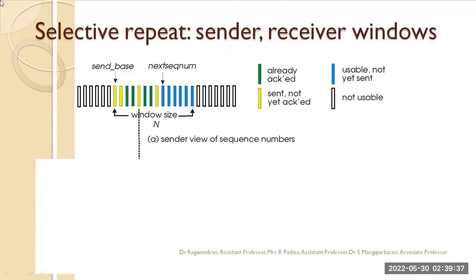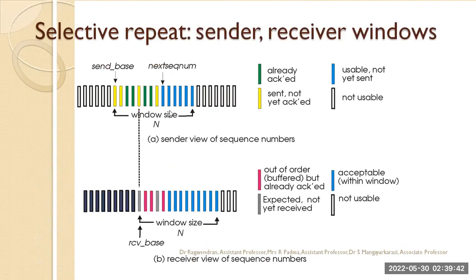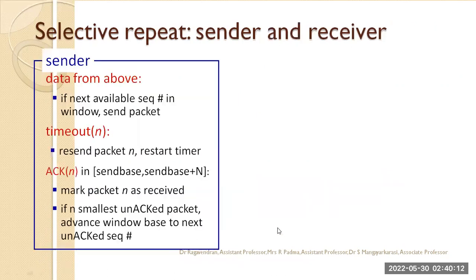So selective repeat sender and receiver windows. See here, the window size, RCV base, send base and next sequence number. This shows the already acknowledged packets. This shows sent but not yet acknowledged. This shows usable but not yet sent, and this shows not usable. So this is the receiver view of the sequence numbers, the view of the receiver side.